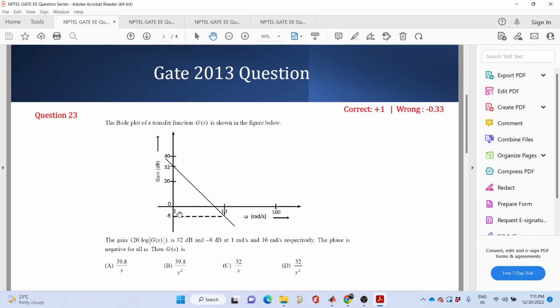So log of 10 is what? What is the value of log of 10? I forgot. So log base 10 of 10 is 1, right? Okay, sir. So do you understand that by increasing omega by 10 times in logarithmic scale we are increasing by 1 unit? Log of 10 is 1. So I have increased the logarithmic scale by 1 unit. Log of 100 is 2. So we are increasing again by another unit.